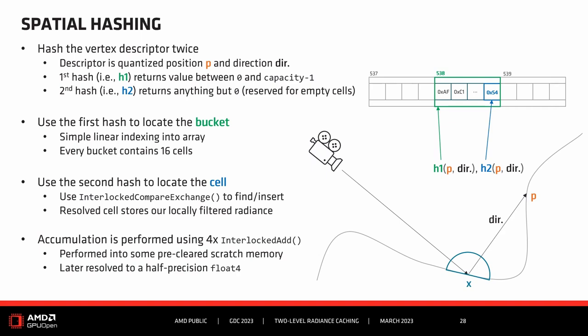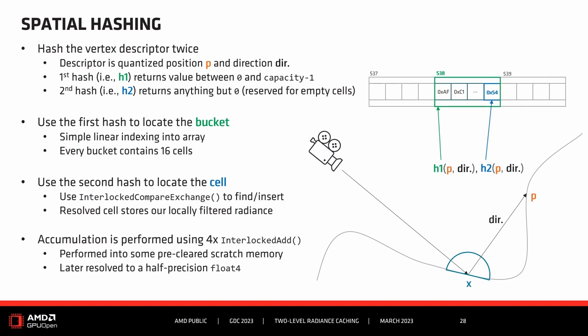And the reason for this kind of dual hashing is that it may well be that you have two distinct descriptors that, after applying the first hashing function h1, give you the same index, which will lead to a conflict. They would share the same radiance, and that may lead to light leaking and such. So the secondary hash is here to perform linear probing and solve conflicts. We perform the probing using atomic exchange to either find or insert a cell in the array, and the resolved cell will store our locally filtered radiance.